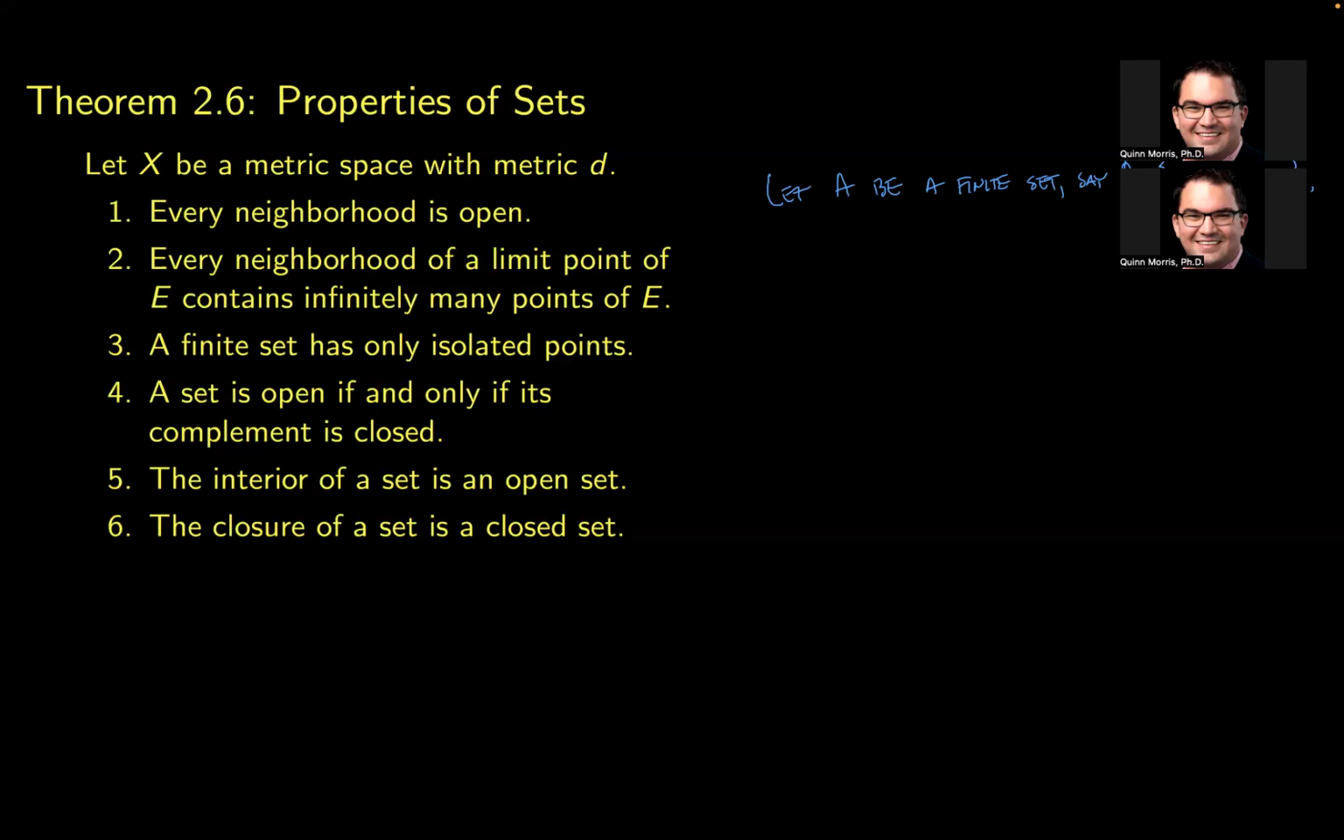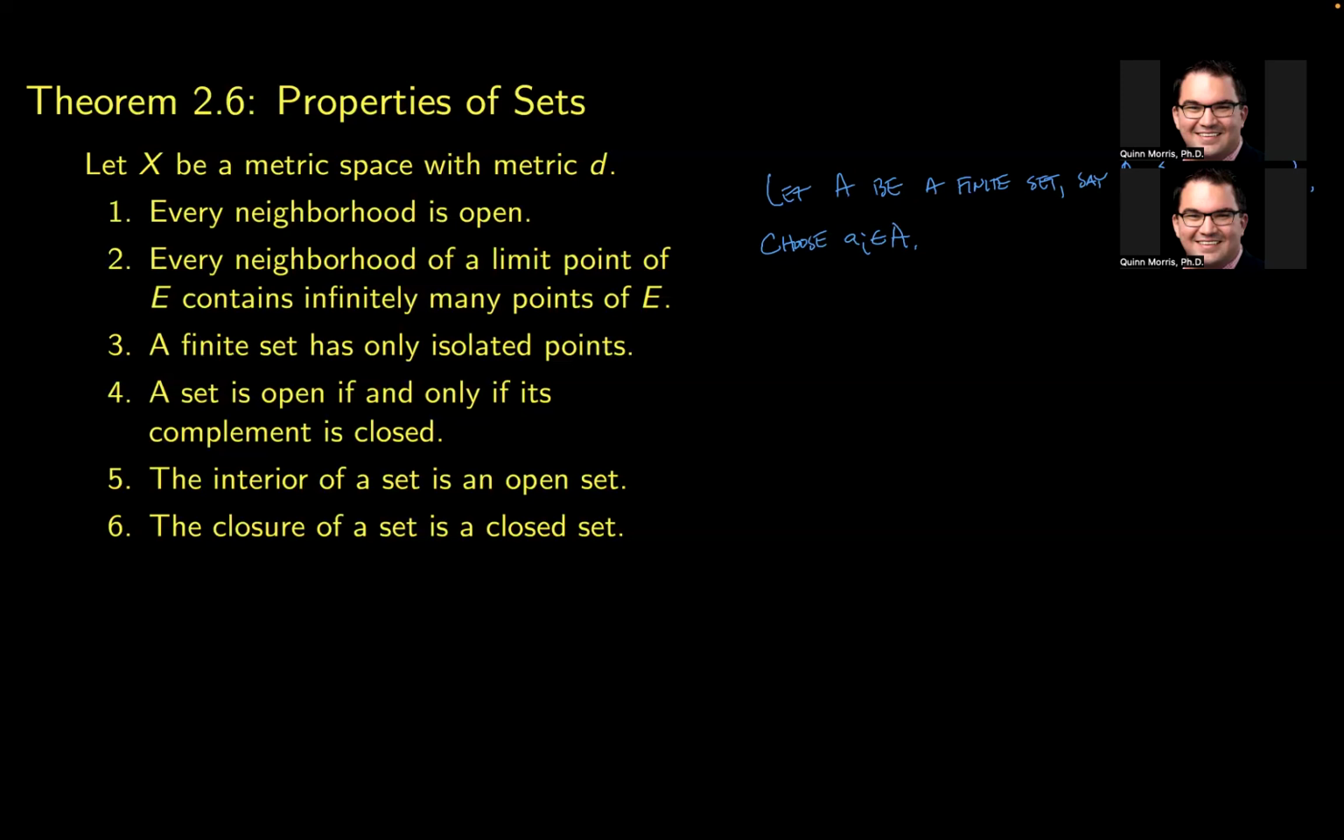and choose A_i. So we're going to choose an arbitrary element in my set A. I want to show that this is an isolated point. If this is an isolated point, then since I chose it arbitrarily, every point must be an isolated point.